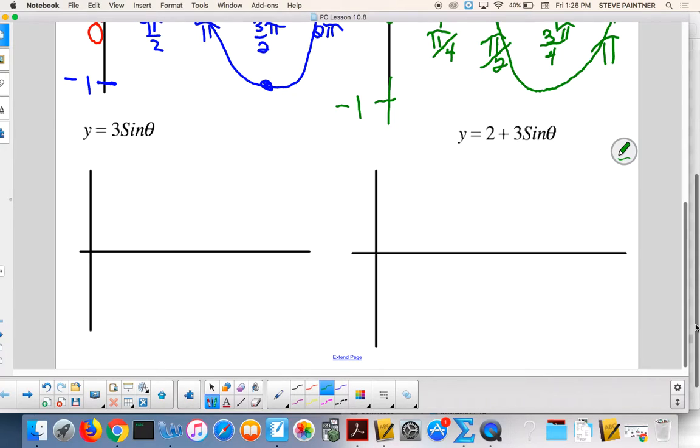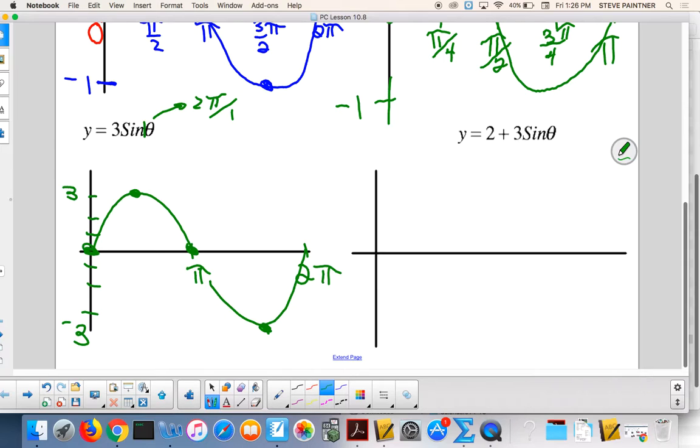Okay, what's this one do? 3 sine of theta. Yeah, it's nothing big. It just goes up 3 and down 3. Okay, 1, 2, 3. Starts at 0. What's the period? 2 pi. Yeah, because this is 1. So you basically do 2 pi divided by 1. Well, that's 2 pi. So this is pi. Up to 3, down to here. Max, 0, min, 0. Keep going.